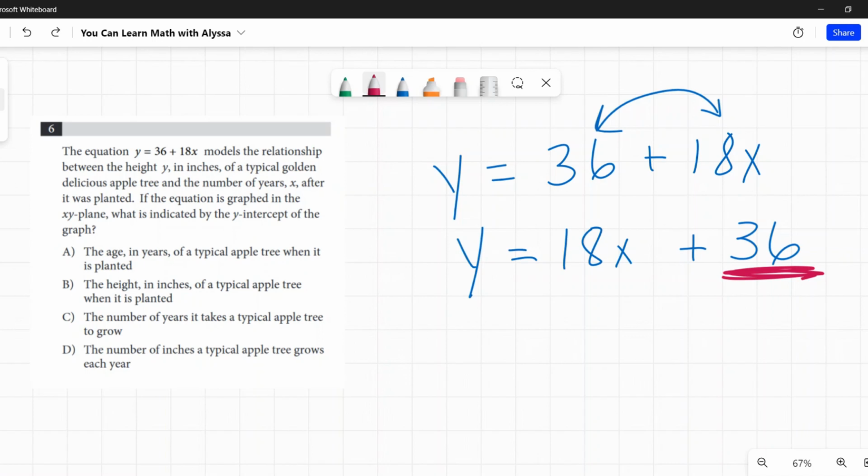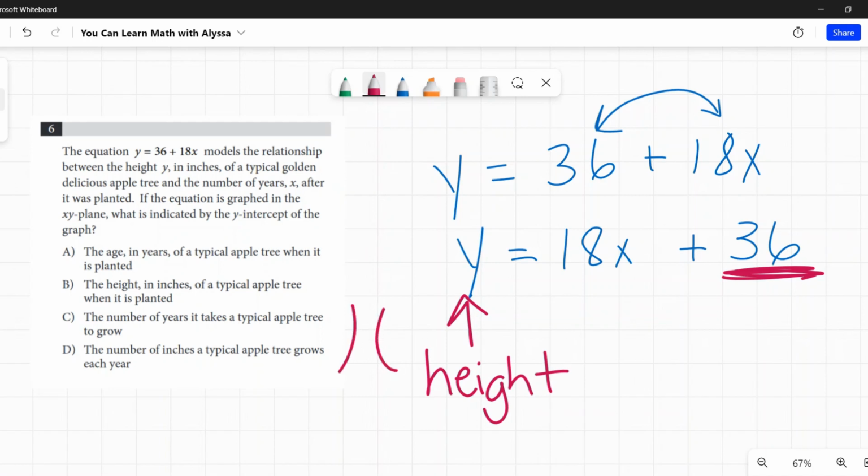This is why people don't like word problems. So let's look at this and figure out what the 36 means. Now they're telling us, we go back and reread it, it's modeling the relationship between the height in inches. Okay, so y is the height of these trees.